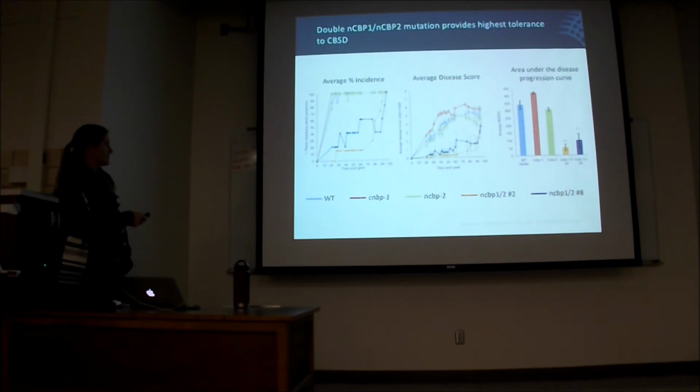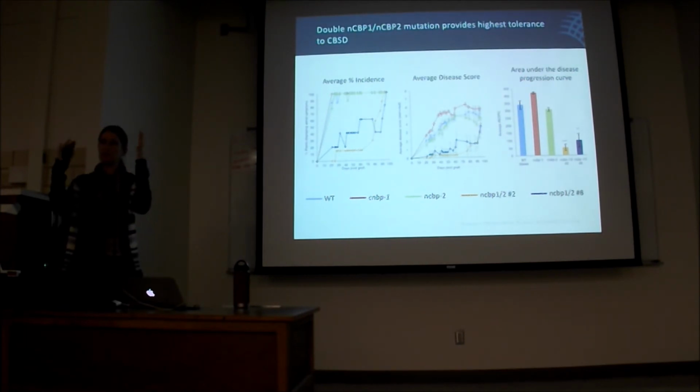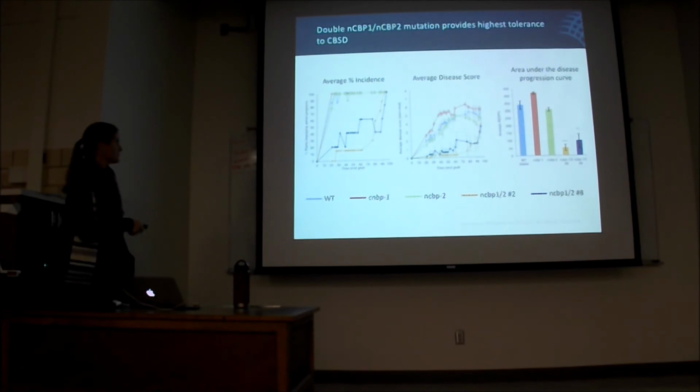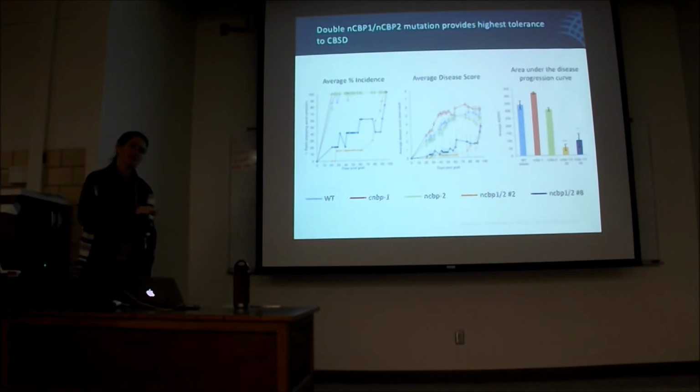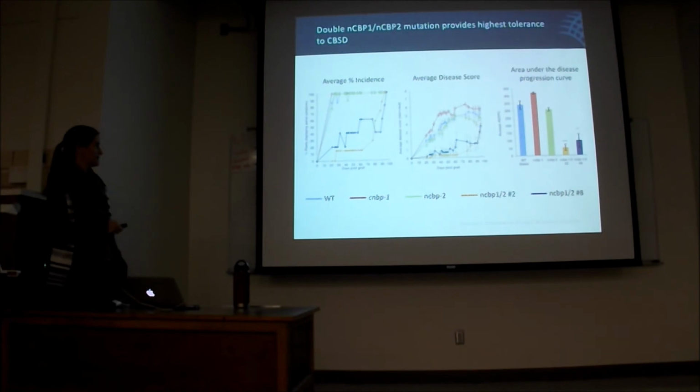And when you see the lines going up and down here, that's because cassava is growing and it sheds leaves as it grows. So what we saw was the wild type and both of the single mutants very quickly had pretty much 100% incidence of the virus. And then both of the double mutants showed significant reduction. He also looked at an average disease score. So this is a combined average of both the leaf and the stem phenotypes. This data was a little bit more messy, but there was still an obvious difference between the doubles. And then he did area under the disease progression curve. And obviously this was statistically significant.